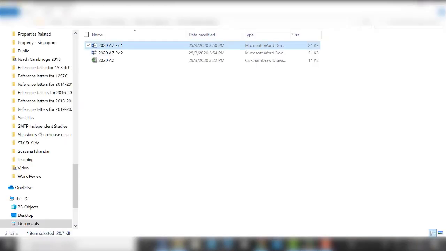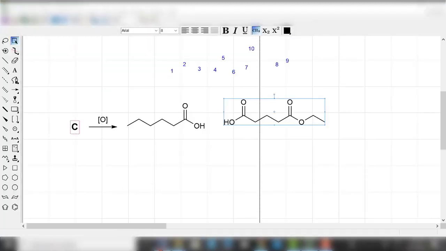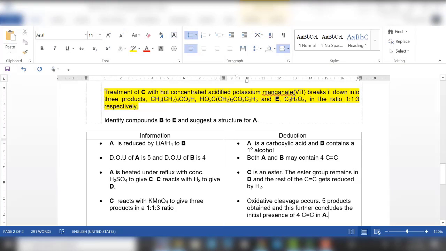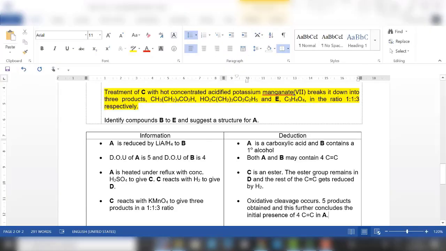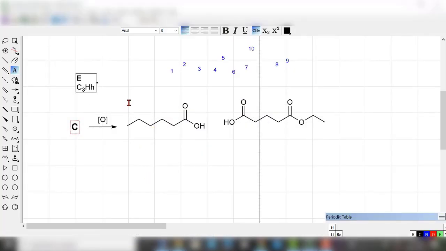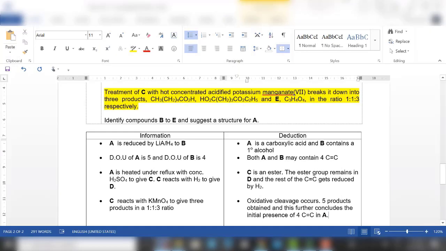Then after that, you realize that you have E, C3H4O4. Okay, so this gets a bit interesting. So I'm just going to put it here. So we have E with the formula C3H4O4. Okay. Now, might be good to write in the formula for C as well.